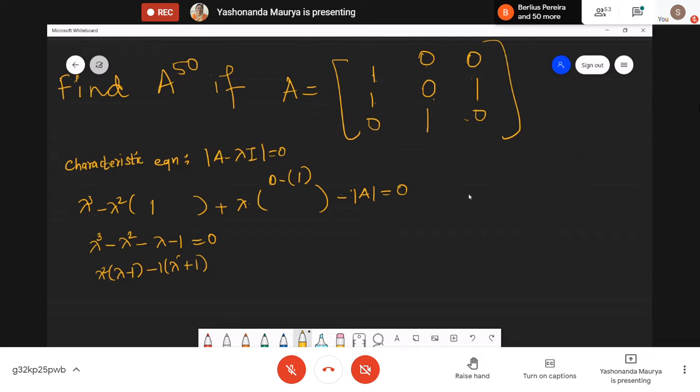What is that? Yes, values are not distinct. One is not distinct, but then is the equation correct? Lambda square. Have I written this expression correct? I doubt I have missed something. Lambda square.